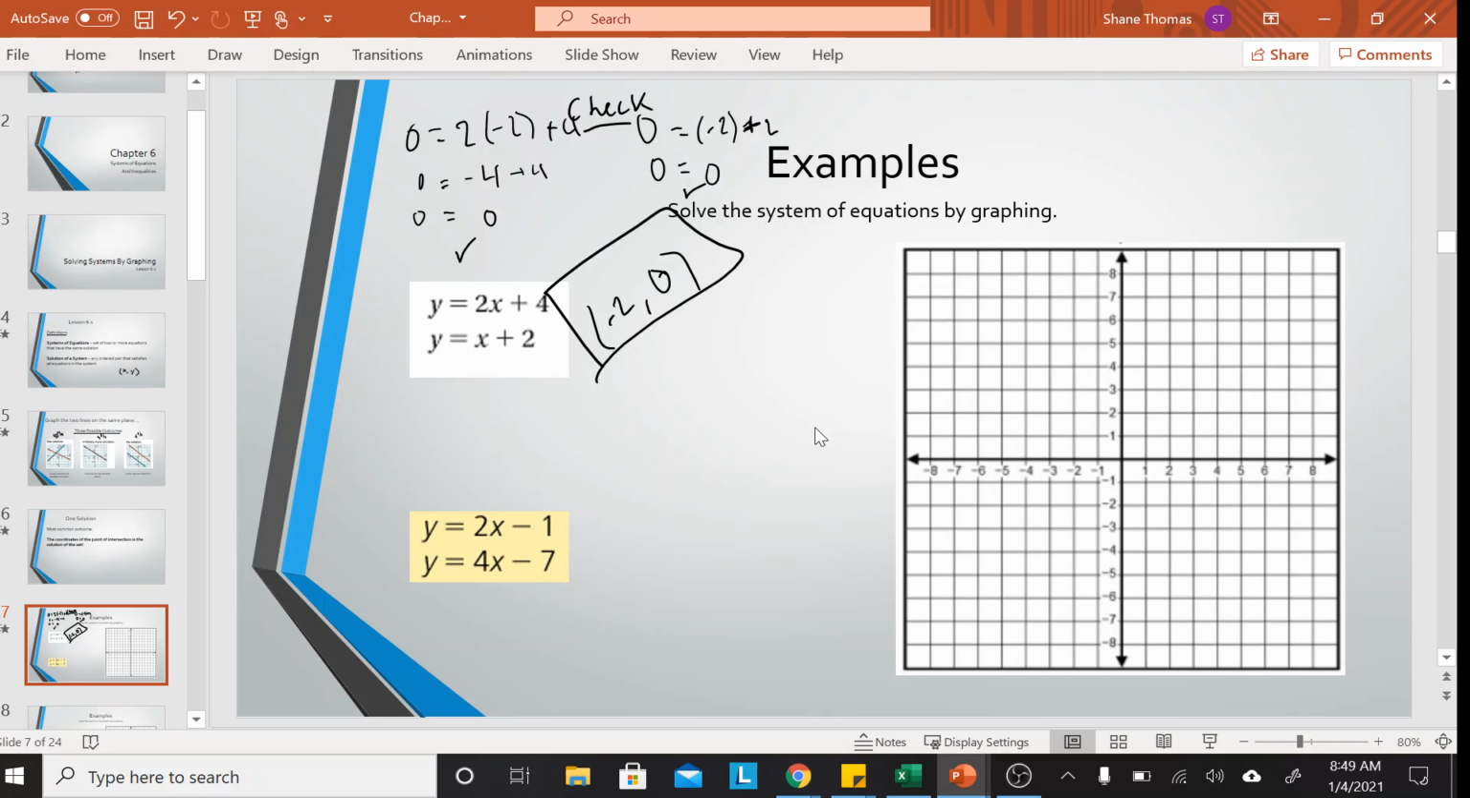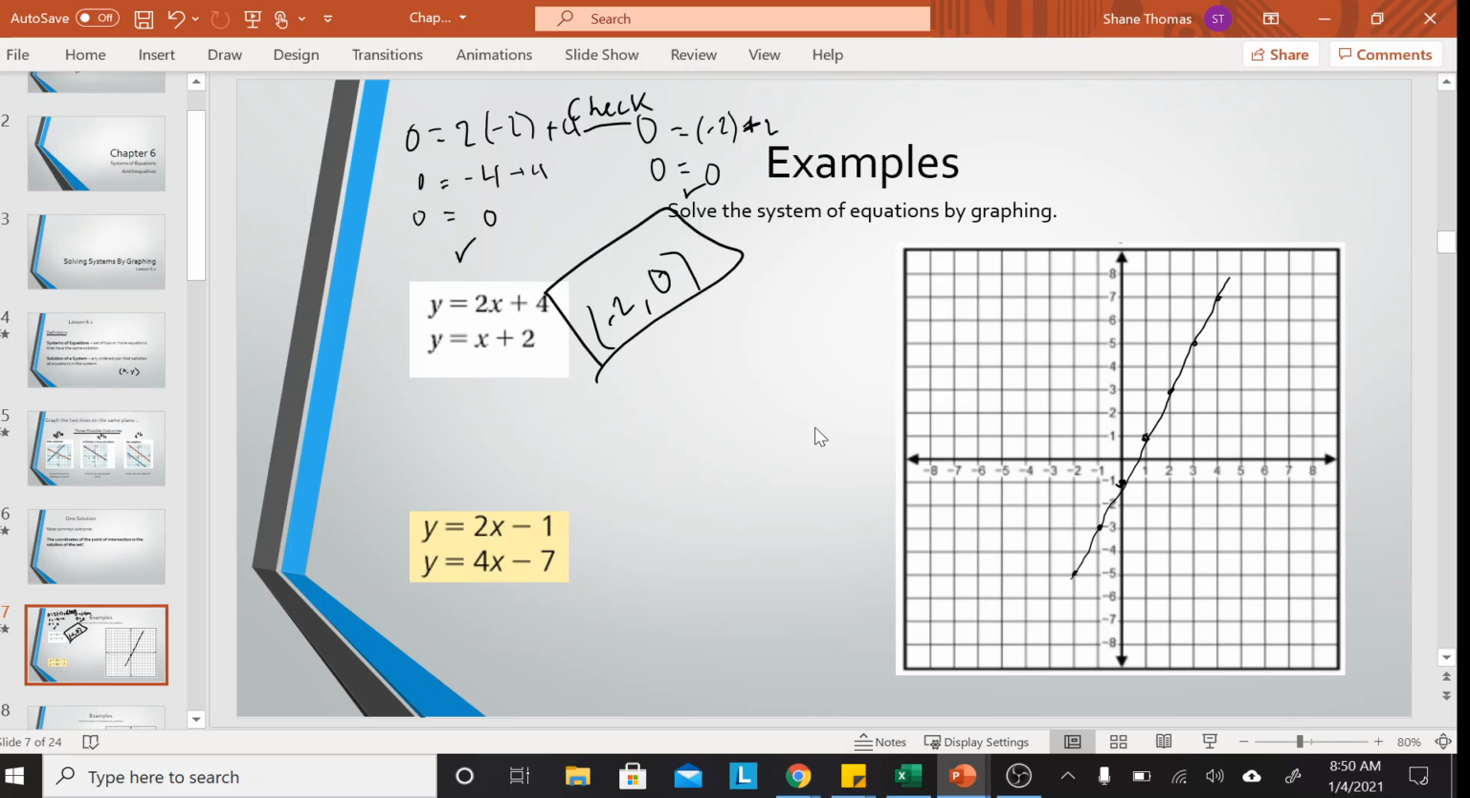So, first one, 2x minus 1. So I start at negative 1, and then up 2 over 1. Up 2 over 1. And I'm just going to carry this on for a little bit. Okay, and then down 2 over 1, down 2 over 1, and so on. We'll go with that, and we'll see if we need to go any further.